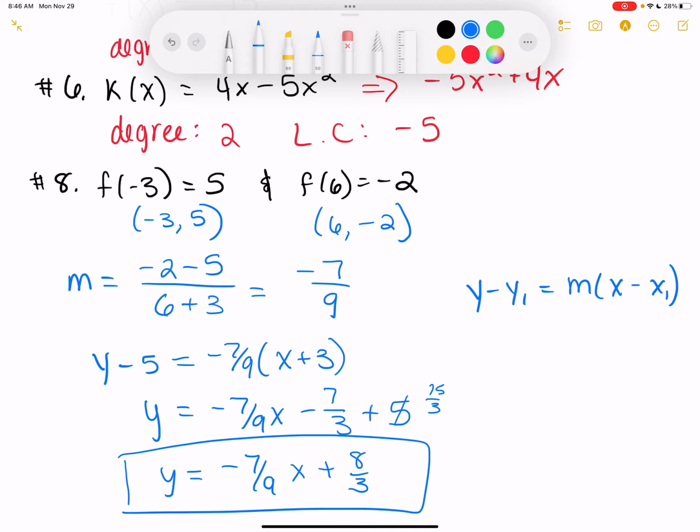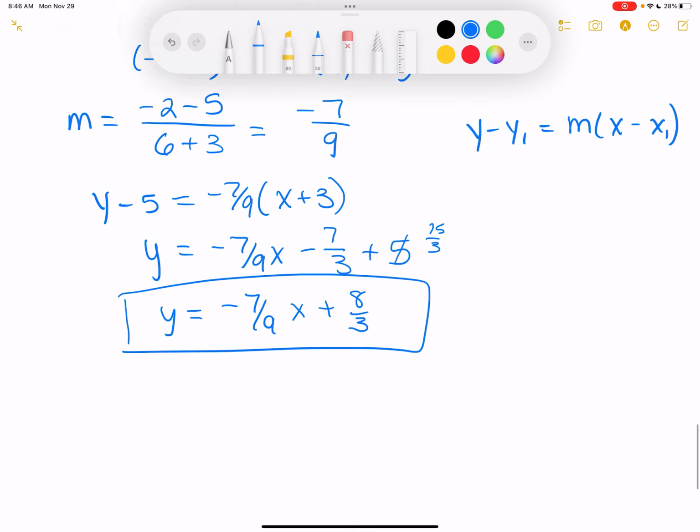All right, I'm going to have you guys try. It's just like this one. I'm going to have you guys try 12 on your own. So f of -4 is equal to 0, and f of 0 is equal to 2. So I'm going to let y'all try that one.